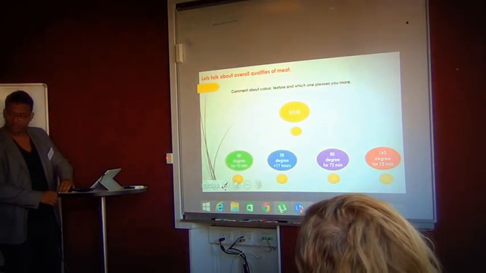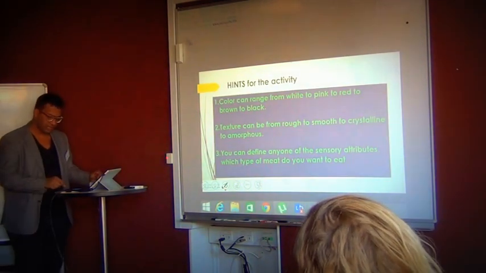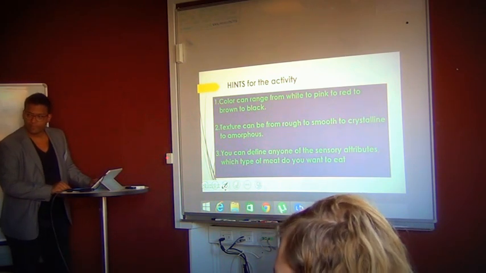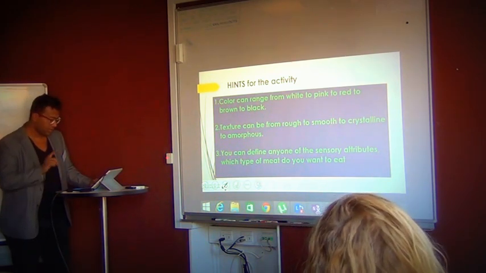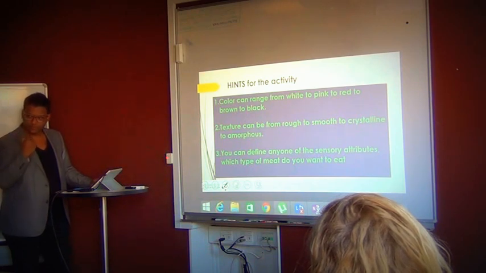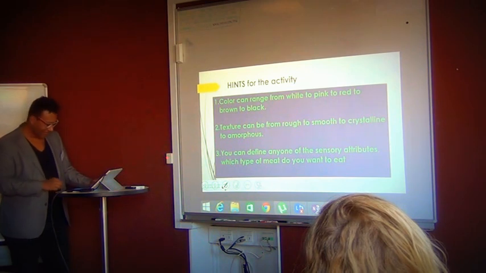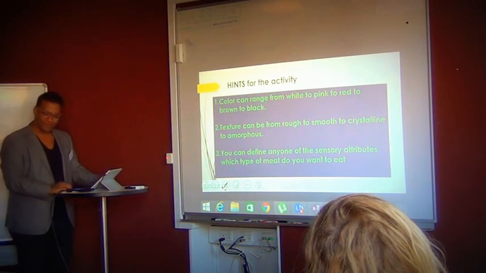Just the color, regarding these three parameters. Yeah. Color, texture, and sensory attributes. Not smell. Just color and texture. I said, what do you feel when you see the product? I think it can eat. Yeah, okay. Right. What do you think about the color?